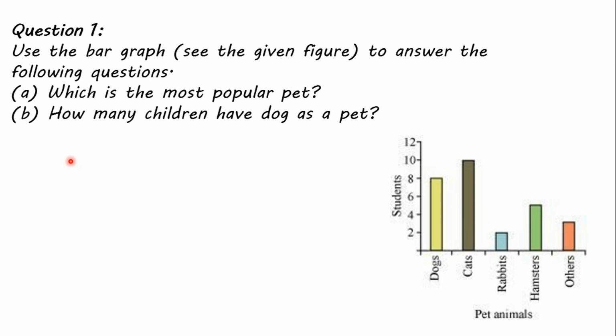Now if we talk about B, how many children have dog as a pet? So here we can see that dogs are liked by 8 students, so the answer is 8. Before starting this question, I want to show you this one video. I hope after that you can understand it in more better way.